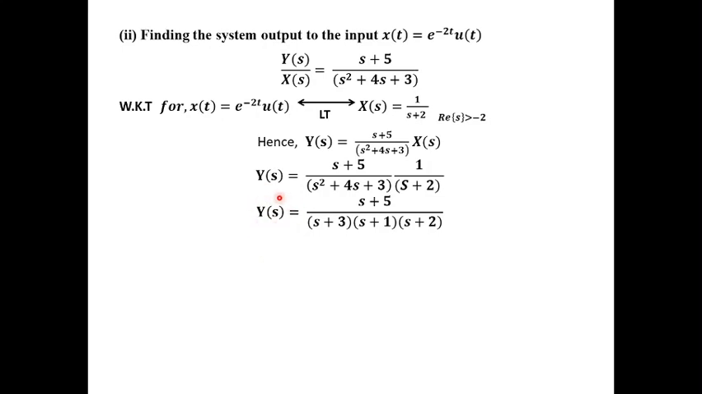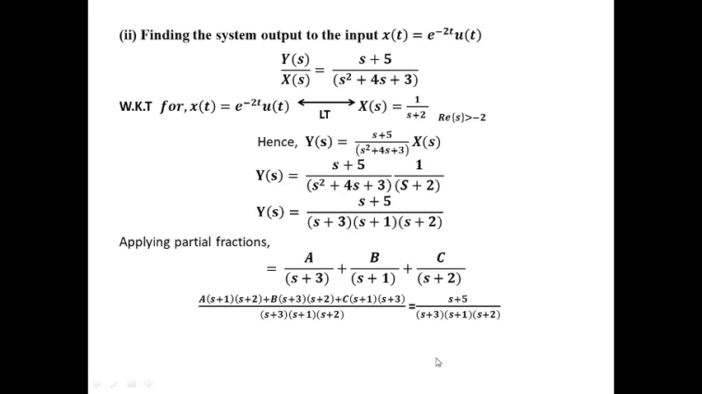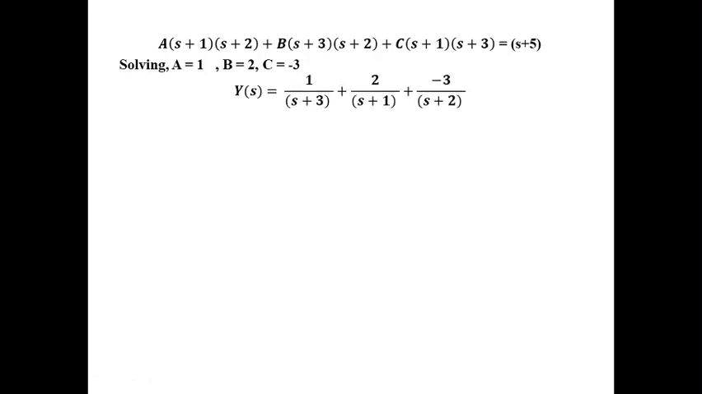So to take inverse Laplace transform, we need to split this numerator and denominator by applying partial fractions. So applying partial fractions, A by s plus 3 plus B by s plus 1 plus C by s plus 2. So we can take LCM, apply partial fractions in any manner that you want, take suitable values for s and solve for partial fractions. You will be getting A equal to 1, B equal to 2 and C equal to minus 3. Substituting this, Y of s will be equal to 1 by s plus 3 plus 2 by s plus 1 minus 3 divided by s plus 2.